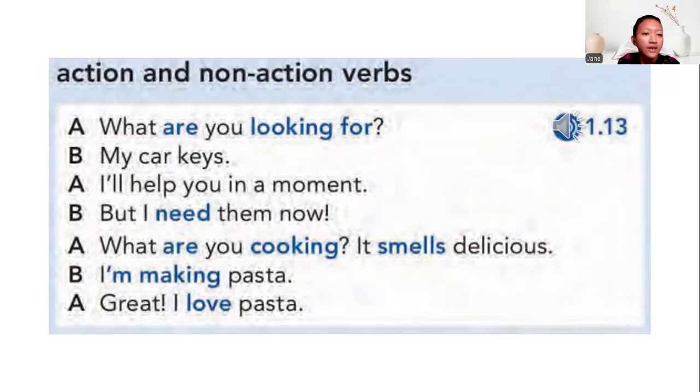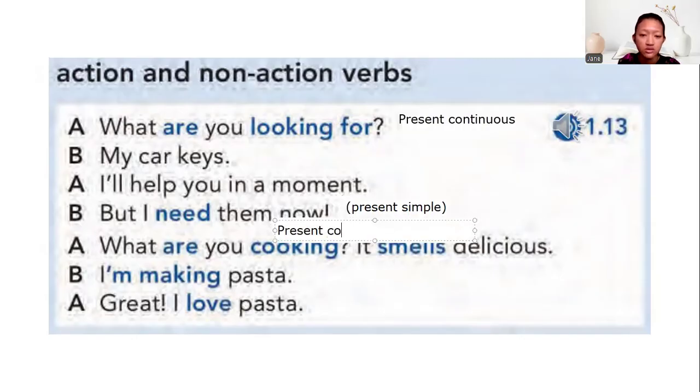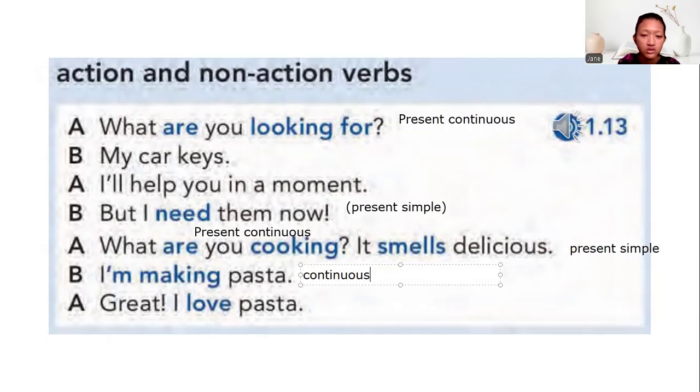Okay. Now, can you say which sentences use present simple tense and which sentences use present continuous tense? This one. Present continuous. Present simple. This one. Present continuous. Here. Simple. This one. Continuous. Here. Simple.